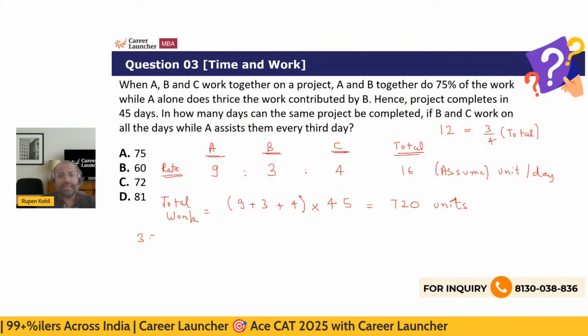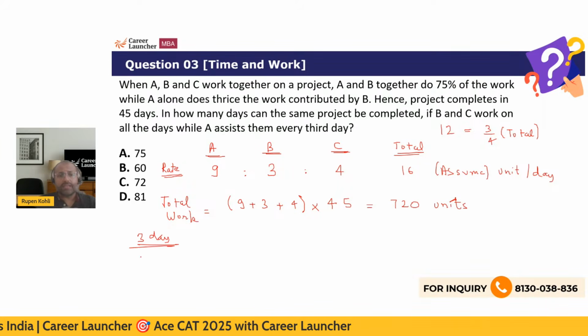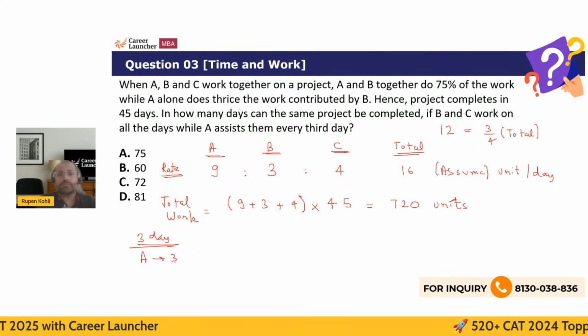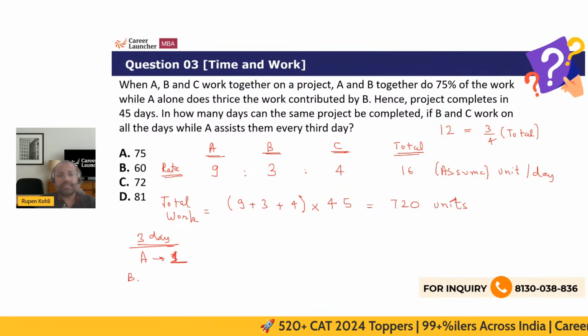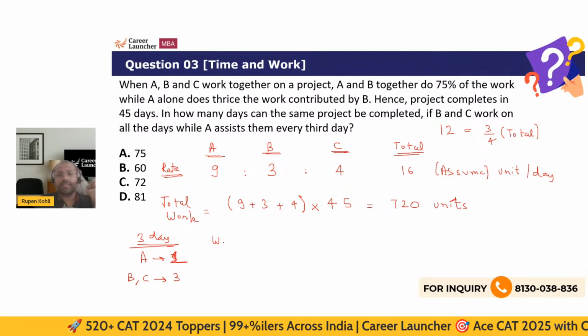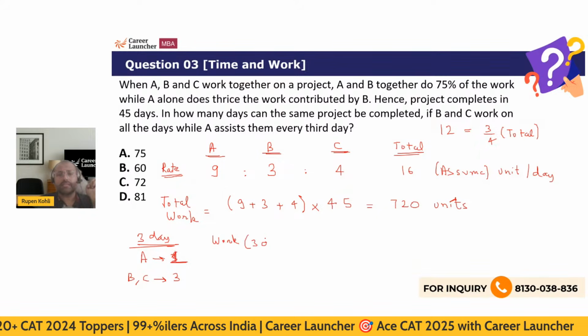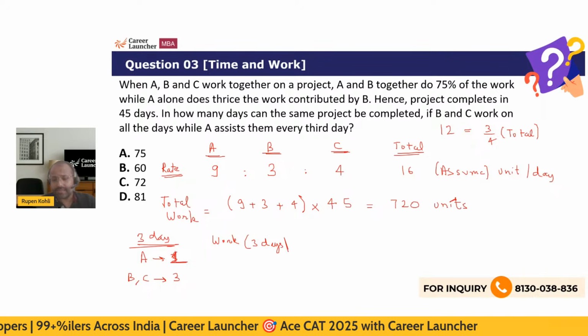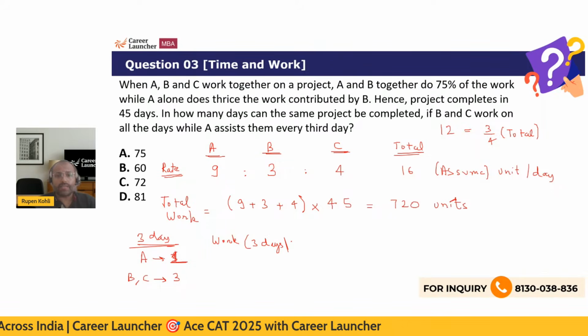So in a 3-day cycle, what happens is A works for only 1 day because he is only coming on the third day. Whereas B and C, both of them come for all the 3 days. So how much work is done in a span of 3 days?